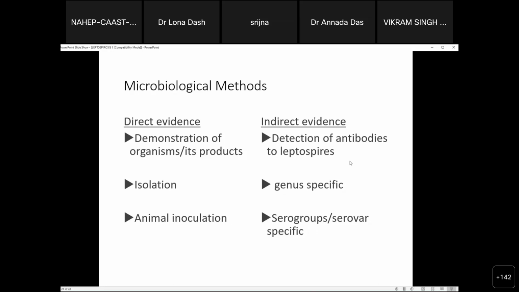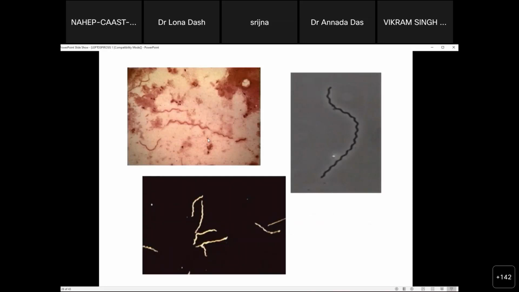However, indirect evidence includes the detection of antibodies in the serum and further diagnosing and confirming the genus and the species. Here we see a stain which is used for identification of leptospires, the silver impregnation method or Fontana's method. We can also see leptospires in the urine sample of patients and in the blood in the acute phase, under the microscope with dark ground illumination.